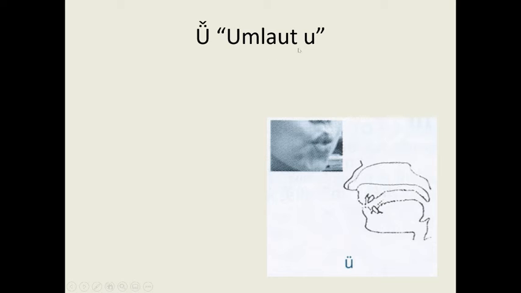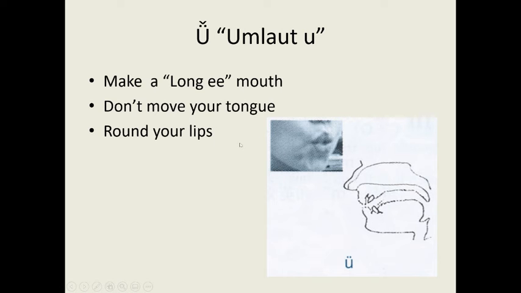The umlaut U is a letter we don't have in English, but it does exist in German and some other languages. To say the umlaut U, you're going to say a long E sound with your mouth, E. And while keeping your tongue in the same position, you're going to round your lips like she's doing in the picture. So you say ee, and that's an umlaut U.